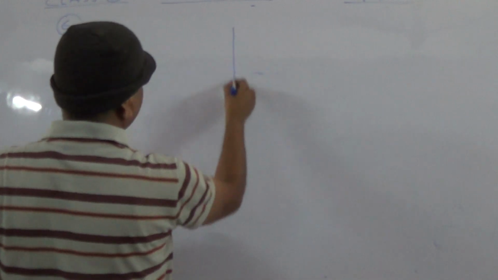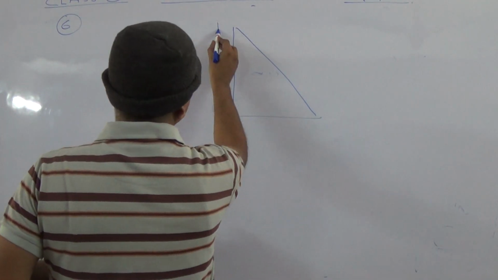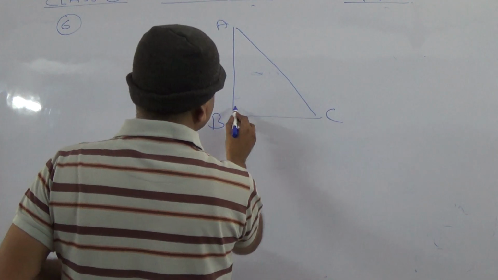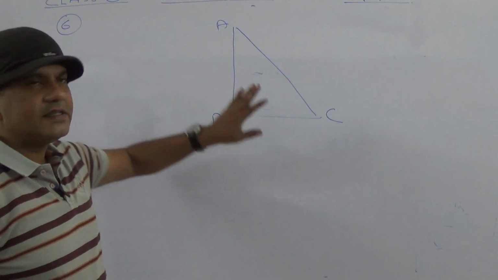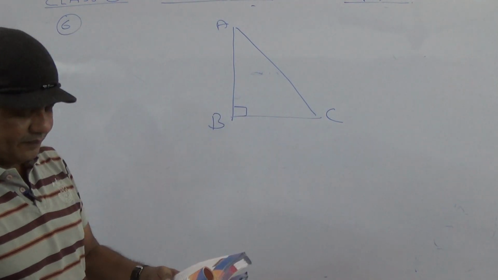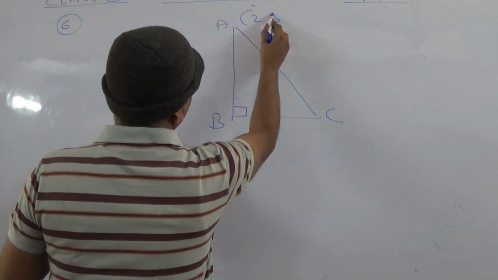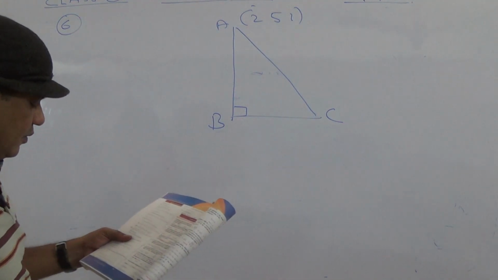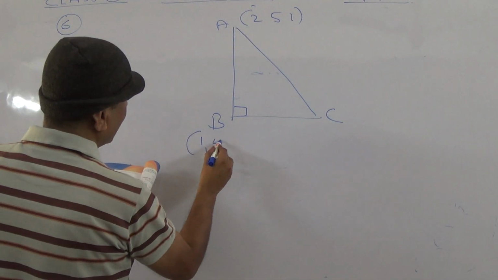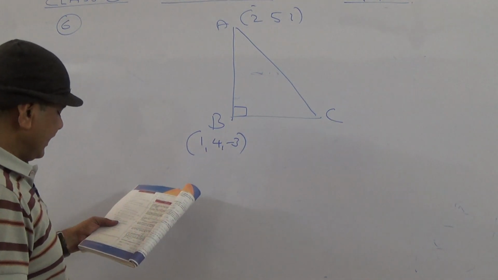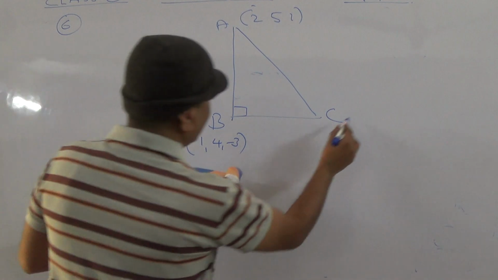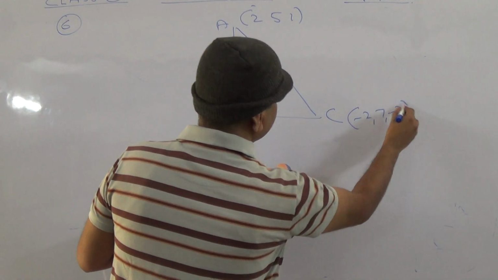Okay, next, the sixth problem. In a right angle triangle ABC, given that ABC is a right angle, with the right angle at vertex B, then A is equal to (2, 5, 1), B is equal to (1, 4, -3), and C is equal to (-2, 7, -3), the vertices.